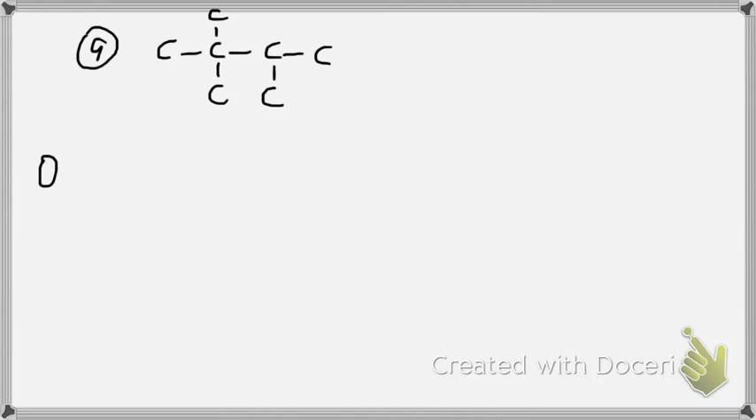Anyway, I would like you to try to write out all the isomers for octanes, the alkanes with 8 carbon atoms. There are a total of 18 isomers. So I hope you can try to identify these 18 compounds.